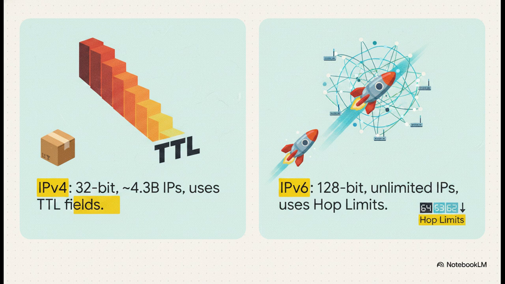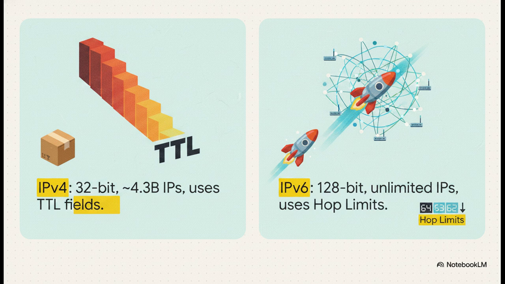Now, we've basically been running out of the classic 32-bit IPv4 addresses since the 1990s, but honestly, they are still absolutely everywhere. IPv6 is the modern upgrade, giving us a practically unlimited 128-bit address space. But notice the super crucial difference in how they're built.